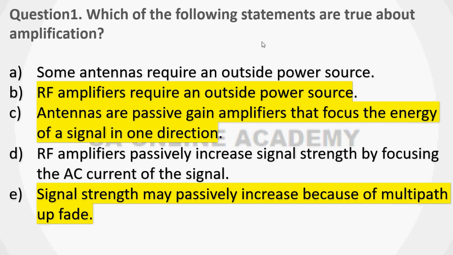So there are two ways to increase the amplification. One is through passive gain or other is through active gain. So amplifiers are active source of active gain, antennas are passive gain amplifiers that focus. So antennas are, yes, these two are options. Then third, signal strength may passively increase because of multipath. Like we discussed, because of reflection multiple paths will get created, and because of creation of these multiple paths signal reach at the receiving point at the same time and helps in gaining the signal, up fade, which we call the up fade. So these three are the right answer.